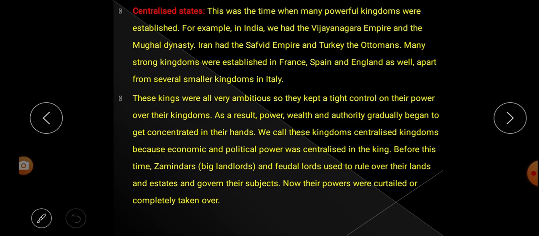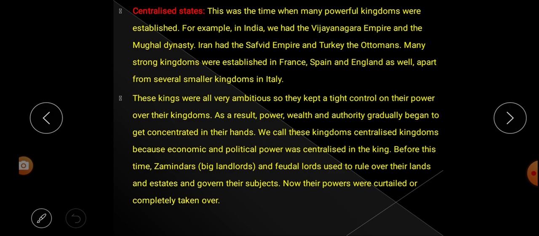So what we learn from this paragraph is that during this time many powerful kingdoms were established. In India, the Vijayanagar Empire and the Mughal dynasty. In Iran, the Safavid Empire, and in Turkey, the Ottoman Empire. In Europe, strong kingdoms in France, Spain, and England, and several smaller kingdoms in Italy.